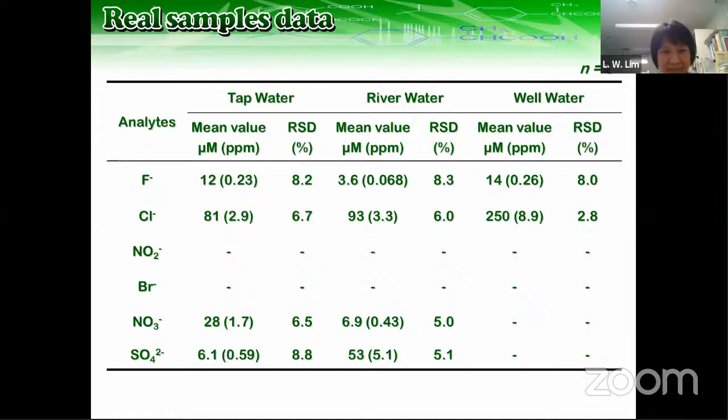Okay, 50 for drinking. Then it's the same, 10 ppm. So anyway, this is one example of how we use ion chromatography for monitoring the quality of acid rain.